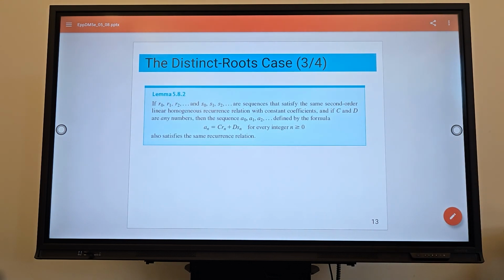Lemma 5.8.2. If r_0, r_1, r_2, r_3, etc., and s_0, s_1, s_2, etc., are sequences that satisfy the same second-order linear homogeneous recurrence relation with constant coefficients, and if c and d are any numbers, then the sequence a_0, a_1, a_2, etc., defined by the formula a sub n equals c r_n plus d s_n for every integer n greater than or equal to 0, also satisfies the same recurrence relation.